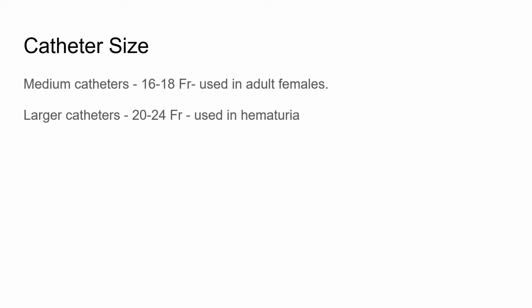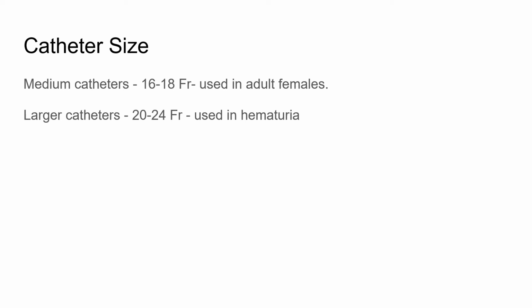So in female catheterization, the size of the catheters in males and females. Medium catheters, that is 16 to 18 French units, are used in adult females. Large catheters, 20 to 24 French, are used in hematuria.